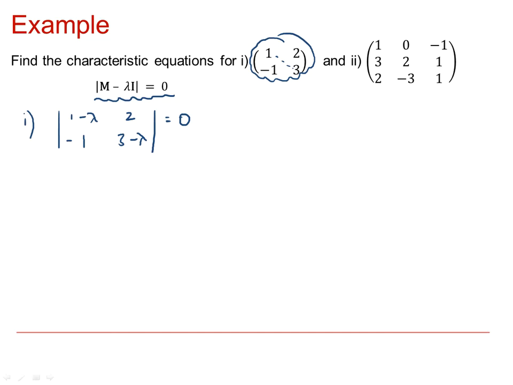Well, we can find the determinant in the usual way, so that we multiply the leading diagonal, 1 minus lambda multiplied by 3 minus lambda, and then subtract the product of the other diagonal. So subtracting negative 2 is plus 2. And that must be equal to 0. And multiplying that out, we get the following quadratic: lambda squared minus 4 lambda plus 5 is equal to 0. And this is the characteristic equation that we could then solve to find lambda.